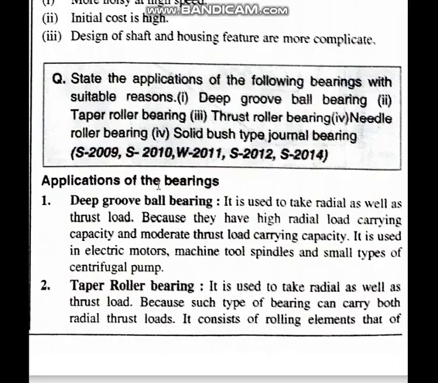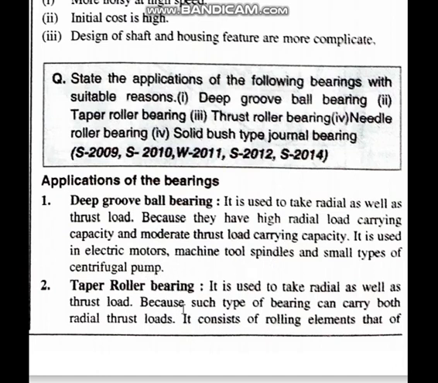See here, let us see applications of bearings of different types. Deep groove ball bearing. It can take radial as well as thrust load because they have high radial load carrying capacity and a moderate thrust capacity. Radial load means load that is coming perpendicular to the shaft. Thrust means that load which is coming along the axis of the shaft, parallel to the shaft. High radial load and moderate thrust load they can bear. It is used in electric motors, machine tool spindles, small types of centrifugal pumps.